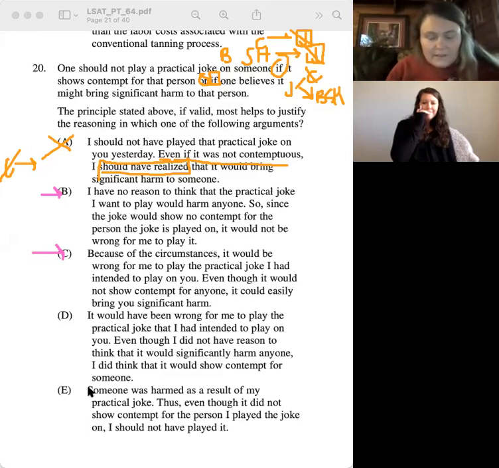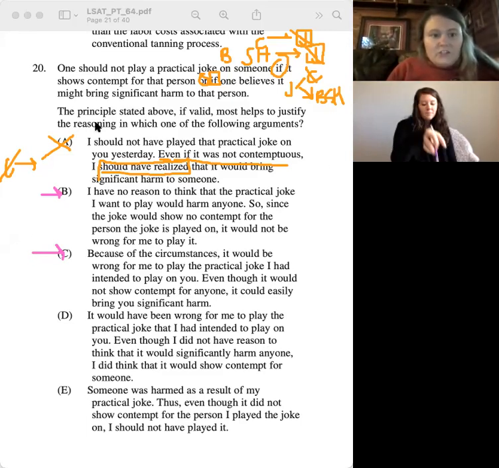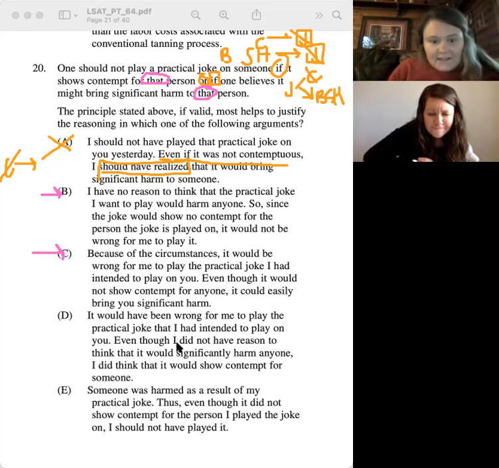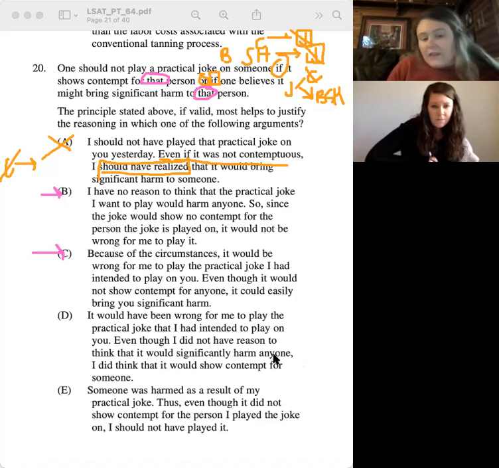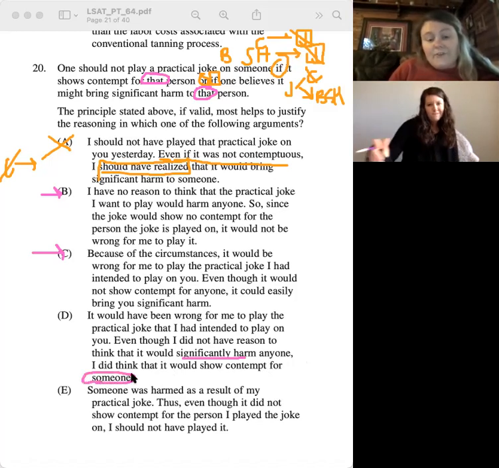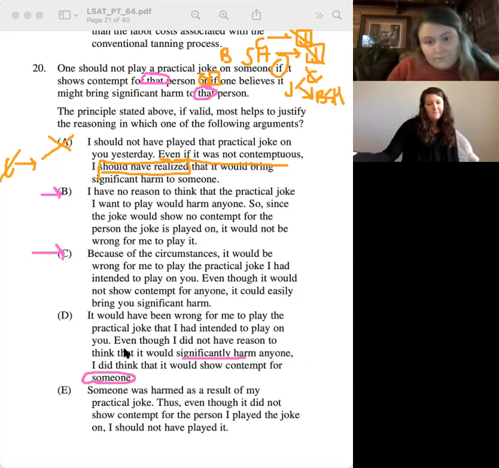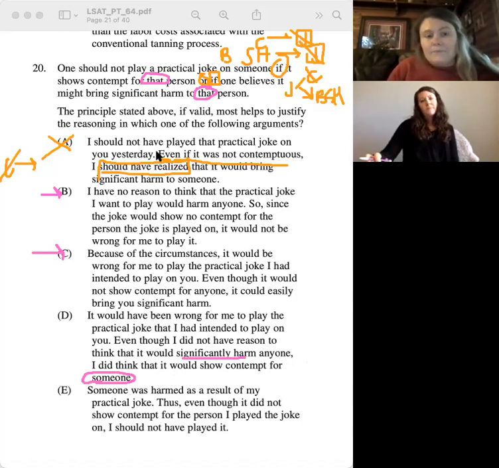So what do we need for something to be wrong to play the joke? It has to show contempt for that person, or we have to believe that it would bring significant harm to that person. So D is saying that it would significantly harm anyone? Yeah, so that would include that person. So we don't have the significant harm piece, but it said I did think that it would show contempt for someone. It's not saying for that person. So it's not specific enough? Yep.